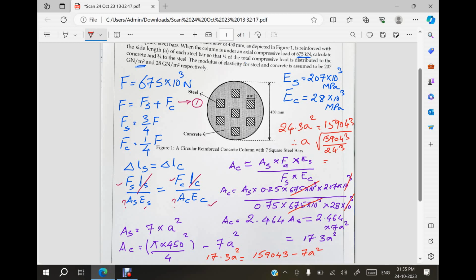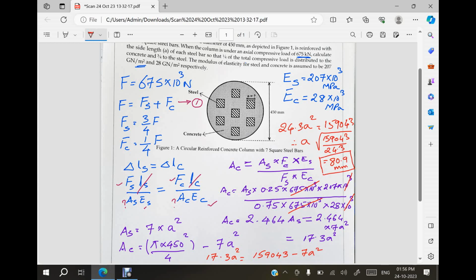Let me see. 159043 divided by 24.3. This is under the root, is it not? Under the root, I have to write the answer, correct? So that gives me 80.9 millimeter. This is the answer. This is what we have to write.